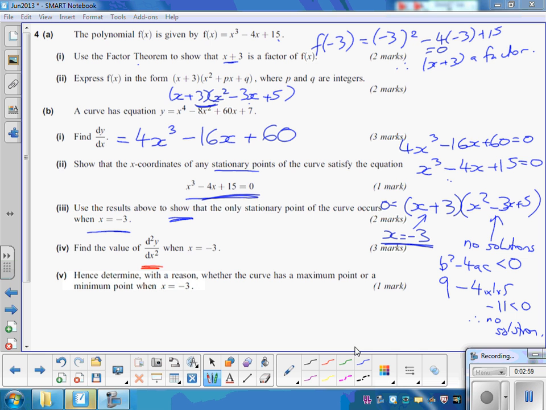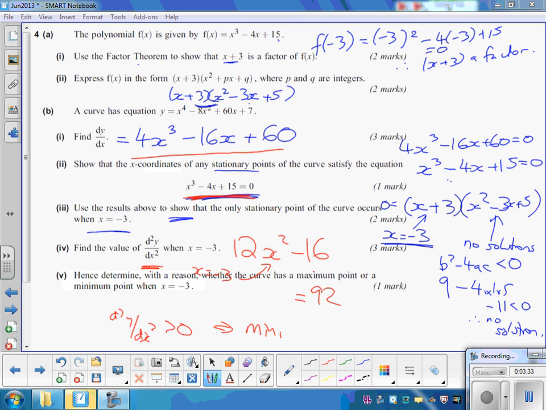Now differentiate again. A couple of people accidentally differentiated this one. No, you've got to differentiate the one you had earlier. So 12x squared minus 16. And find out what happens when x equals minus 3. If x equals minus 3 in here, sticking in minus 3 in that, minus 3 squared is 9. 12 times 9 is 108. 108 take away 16 makes 92. And the last line for 1 mark, 92. Well, 92 is positive. And because it's positive, that tells you that it's a minimum value.